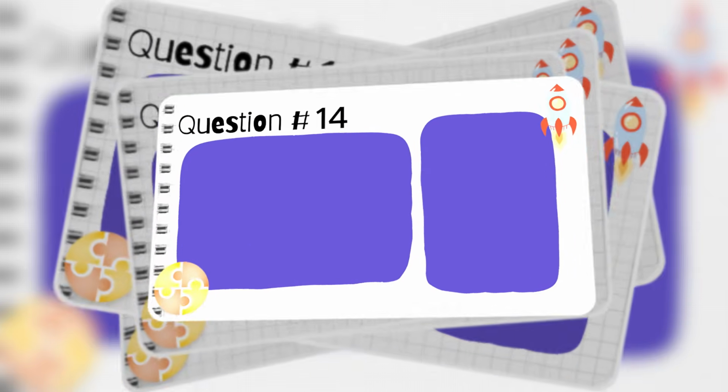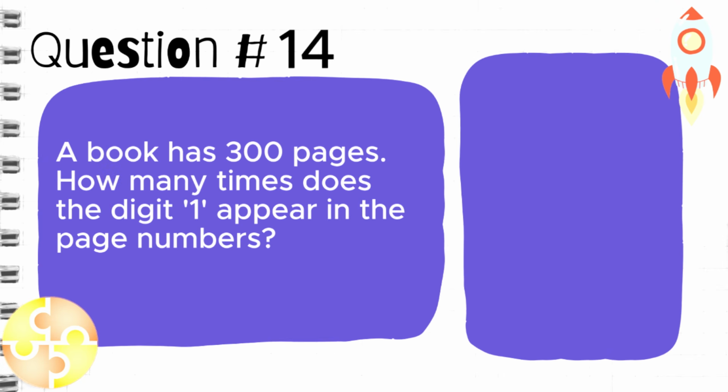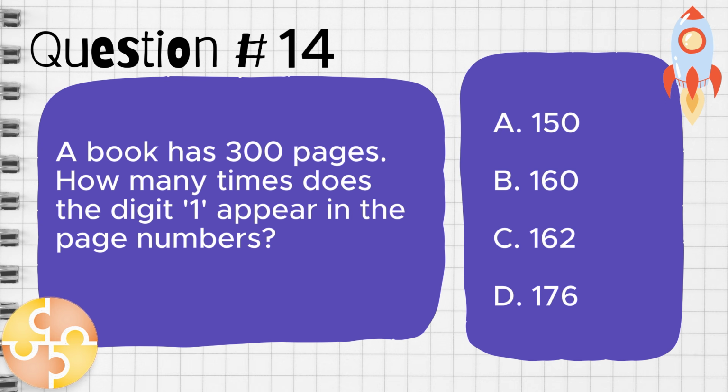Question number 14. A book has 300 pages. How many times does the digit 1 appear in the page numbers? A. 150, B. 160, C. 162, D. 176.